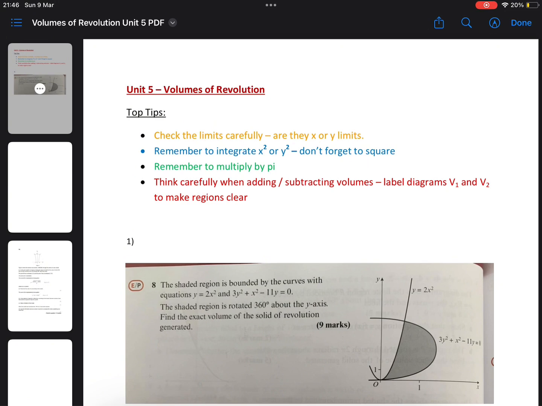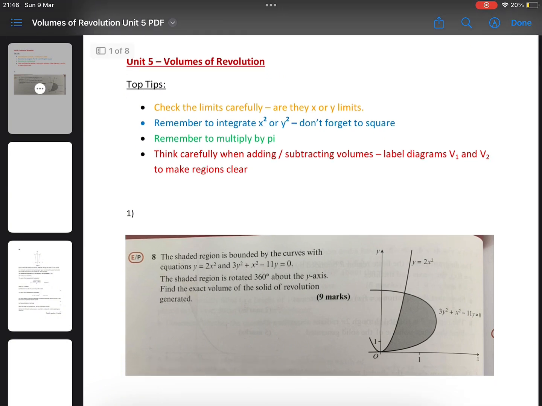Anyway, moving on to the top tips. So, first of all, we have checking limits carefully. Have they given you in the question X or Y limits? For example, if it's between where X is 0 and 2, but you're rotating about the Y-axis, then you want to change those into Y limits by substituting into the function.